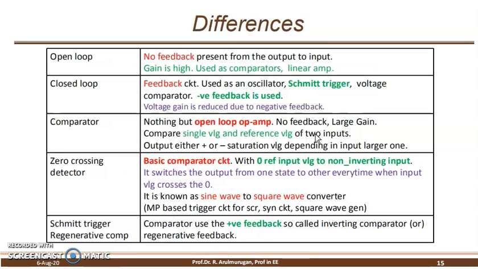So next we'll go for this unit. I gave the tabulations: what is open loop, closed loop, then comparator, and comparator and zero crossing detector. These two are a combination of open loop and closed loop, meaning Schmitt trigger. What is the difference between closed loop and Schmitt trigger? Here you use negative feedback, and here you use positive feedback.